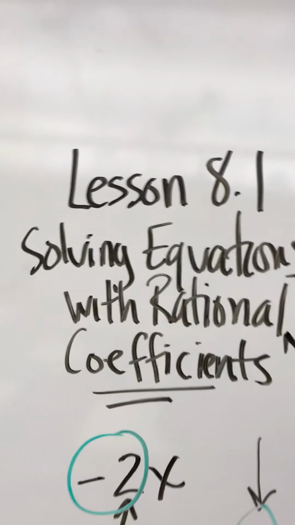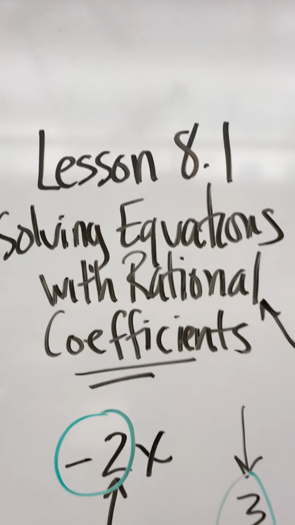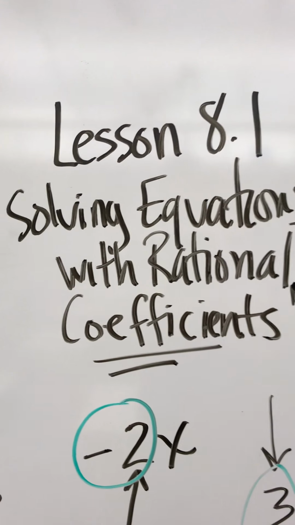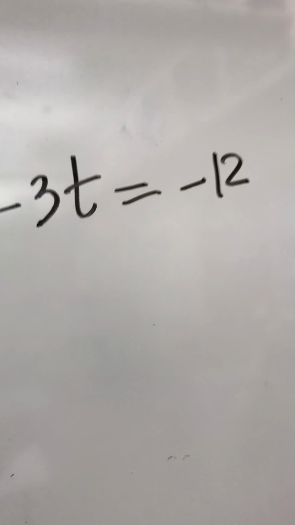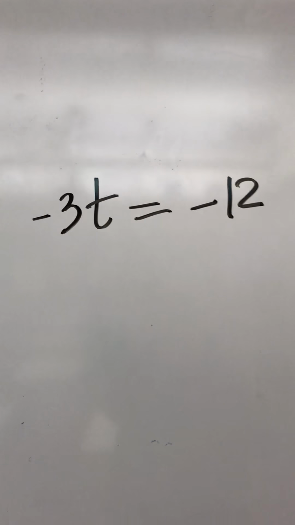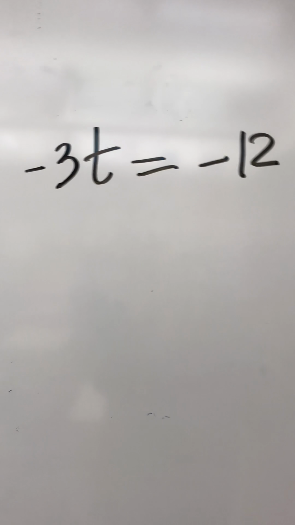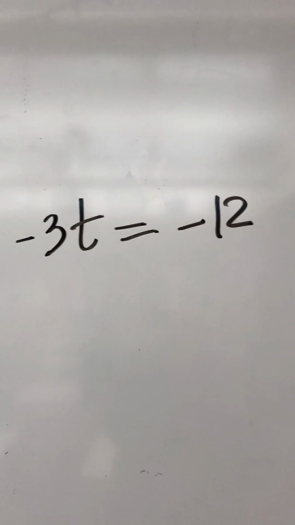So when you're trying to solve an equation with a rational coefficient, you're going to remove the coefficient by using an inverse operation. So let's look at a few examples, and then I'm going to give you some time to get some practice problems done. Okay, so here's an example. Negative 3t equals negative 12. There are going to be a lot of integers in this stuff, so remember your integer rules. Negative divided by a negative is a positive. Positive times a negative is a negative. All of that stuff is going to come into play here.